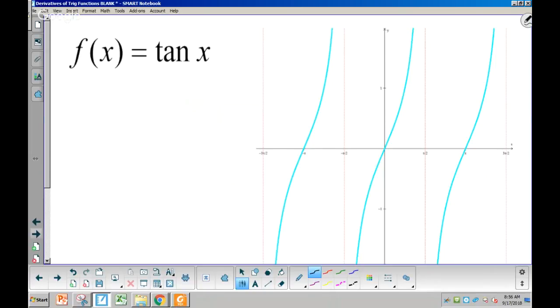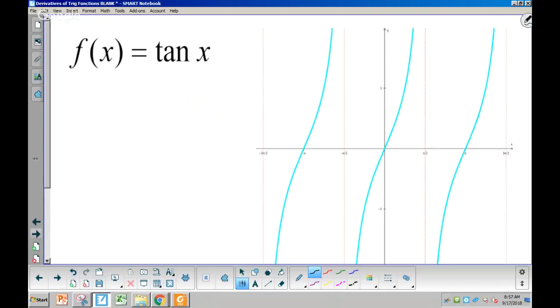Now tangent is undefined in a couple places. Do we remember where? I've got it up here. Pi over 2, so pi over 2 plus pi n, where n is an element of the integer set. And what kind of slopes does it look like tangent has? Always positive, right? Never negative. And always increasing.